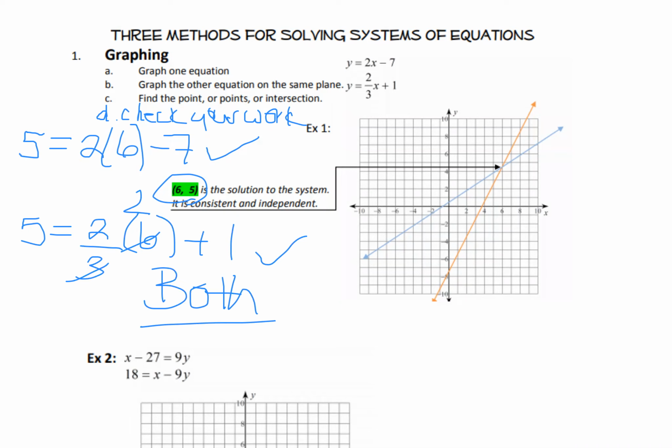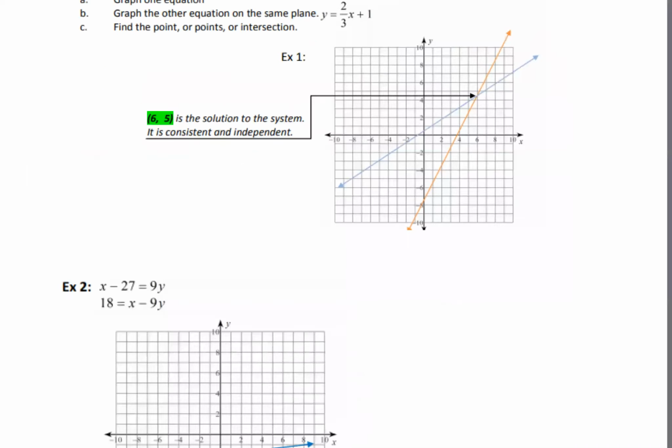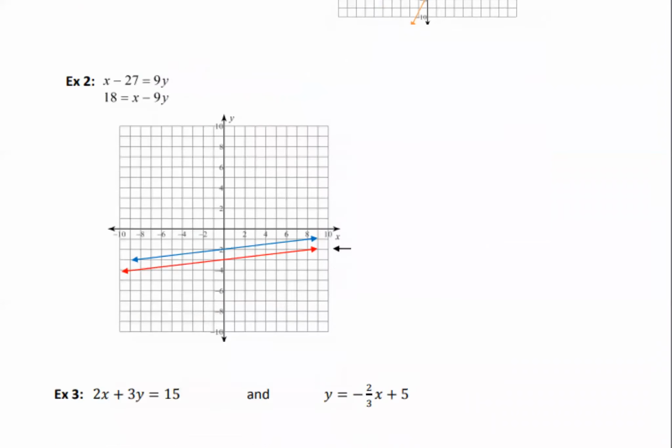Okay, I'm going to go on to example 2. So if you need a minute, pause me. Okay, and again, this one is a consistent, independent solution. Consistent and independent. Okay, one solution, consistent and independent.